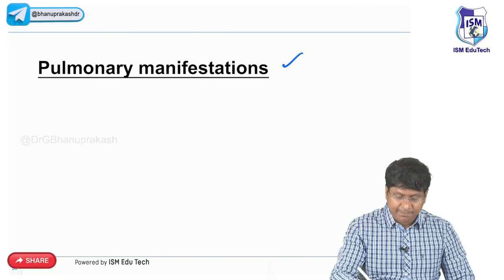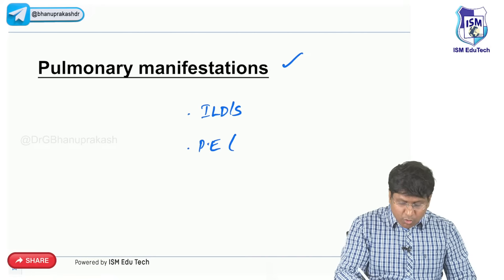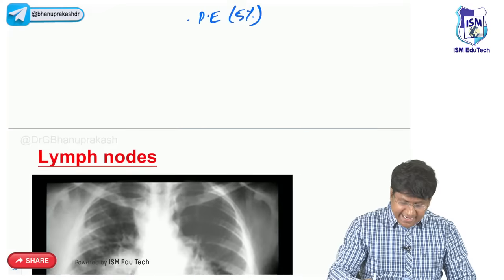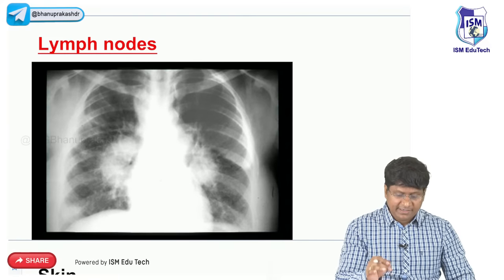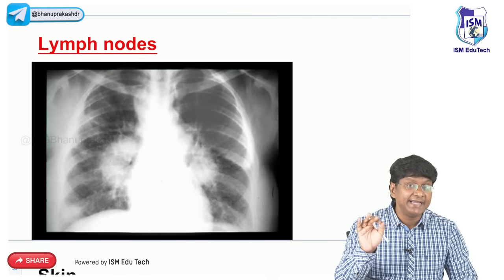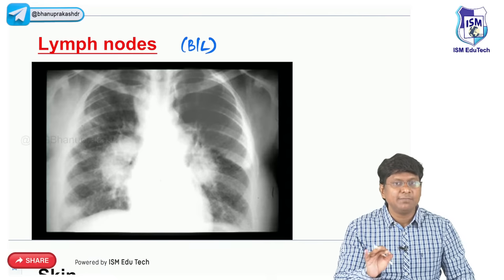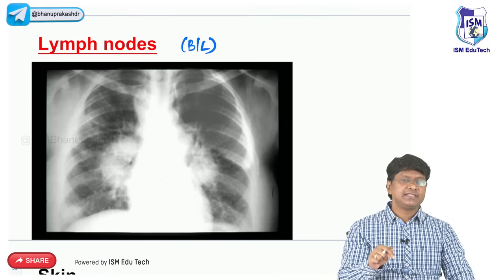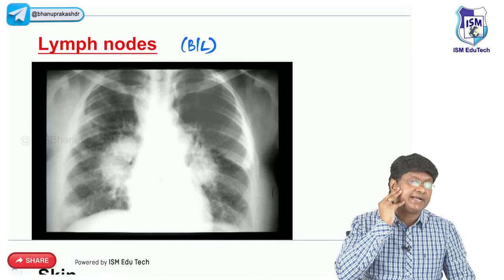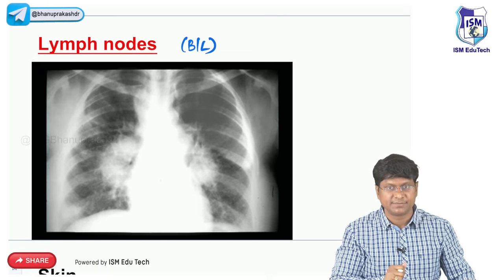Now, what is the pulmonary involvement I have taught you? That is interstitial lung disease. And only in 5% of patients, there can be development of exudative type of pleural effusion. Next to lung involvement, the next important is involvement of the lymph nodes. These patients will have bilateral hilar lymphadenopathy, and this is a hallmark of sarcoidosis. Along with the hilar lymph nodes, the other important organ that can be enlarged is the parotid gland, and in sarcoidosis it will be bilateral parotid gland enlargement.